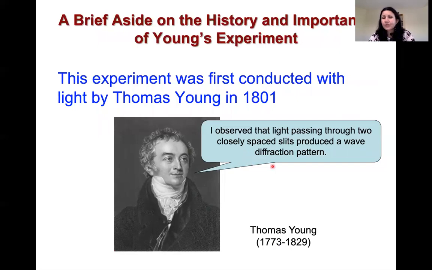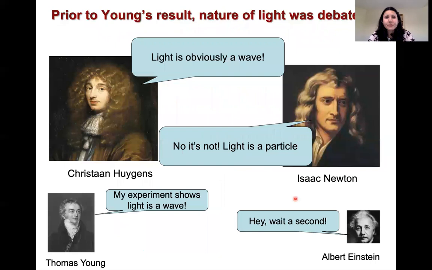And the conclusion here is that when he shined light passing through two slits, there was this diffraction pattern. And this diffraction pattern can only be explained if light behaved like a wave. And that was important because back then there was a huge debate. It was not clear whether light was a particle or a wave.